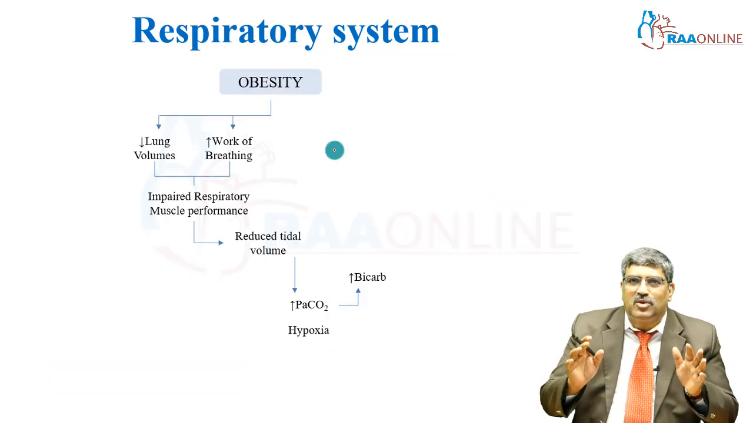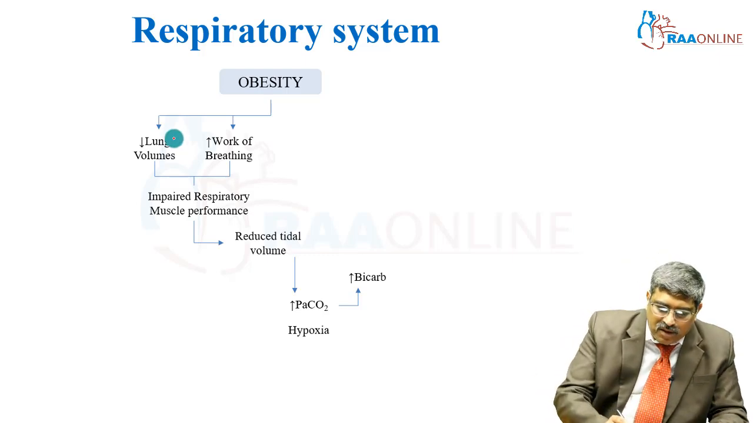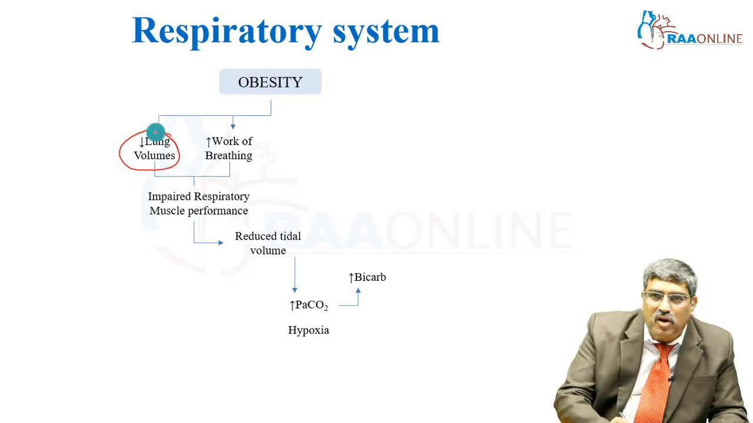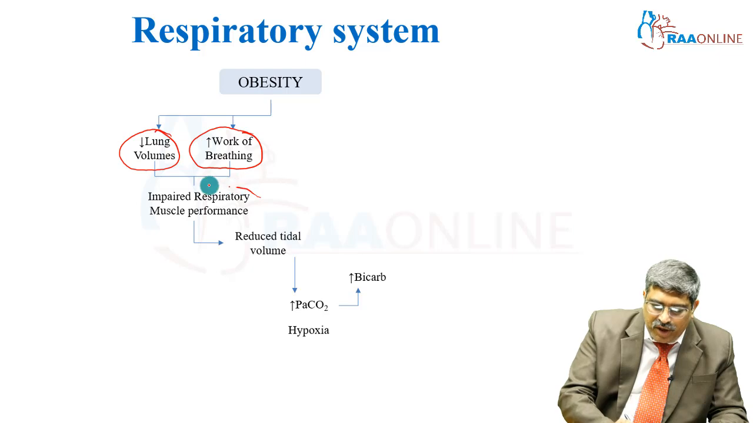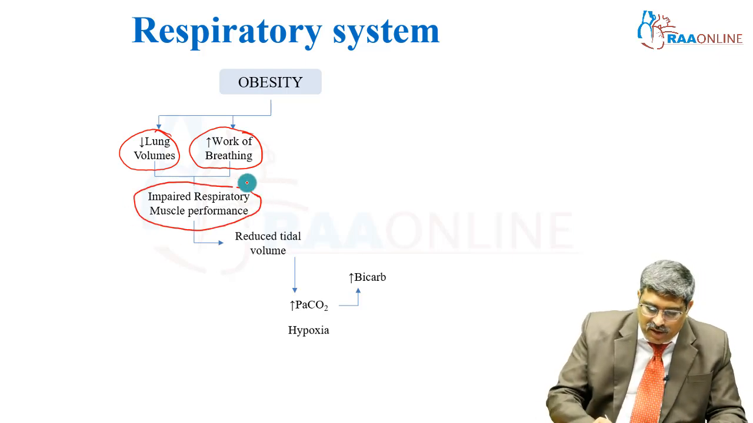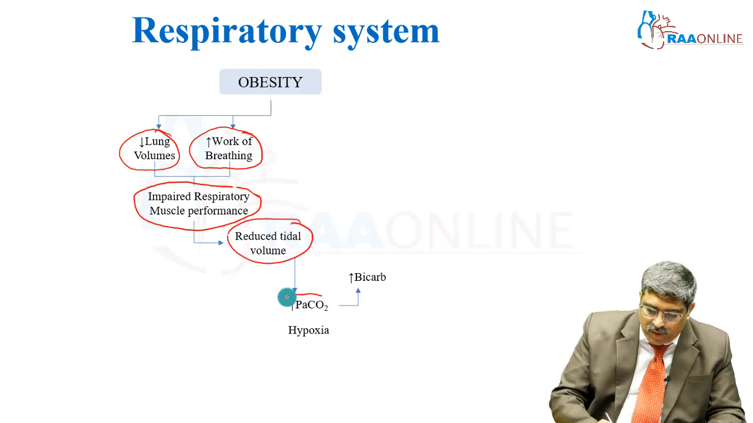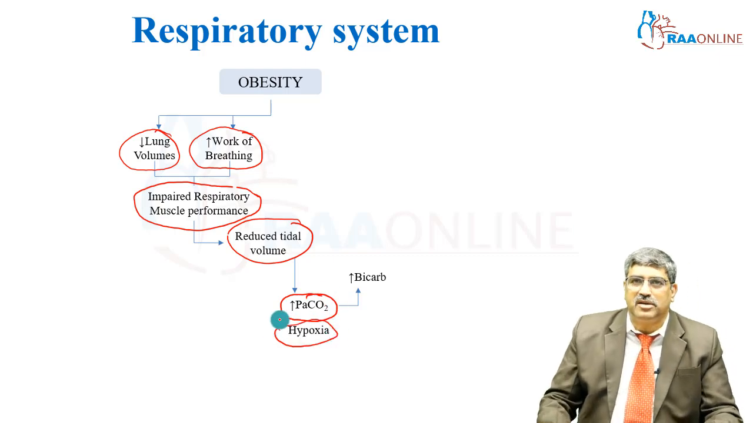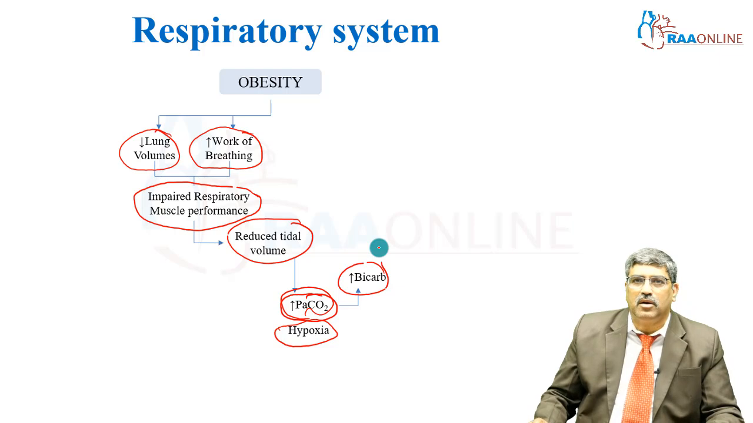To summarize what obesity does to the respiratory system, there is going to be decreased lung volume and increased work of breathing, which is going to alter your respiratory muscle performance. Your tidal volume is reduced. By reducing your tidal volume, you are going to increase your carbon dioxide and lower your oxygenation, which leads to hypoxia. To compensate for increased carbon dioxide, your bicarbonate goes up.